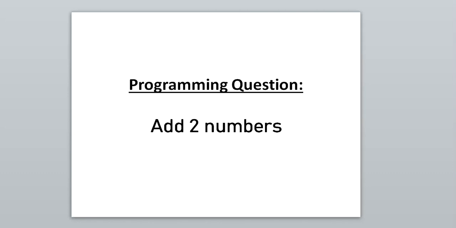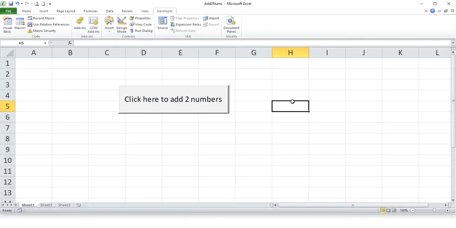So we just created a program for adding two numbers. Not only a normal program, but a user-friendly one. So let's just go through quickly what we did. Design mode is off. Click to add two numbers. That's a nice button. Clear instruction. I know what to do.